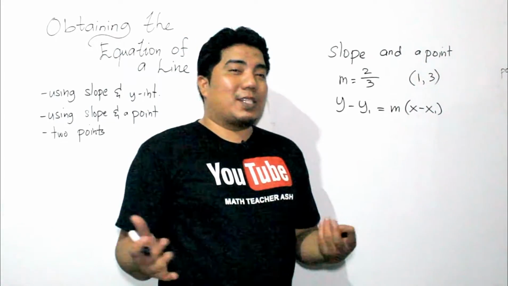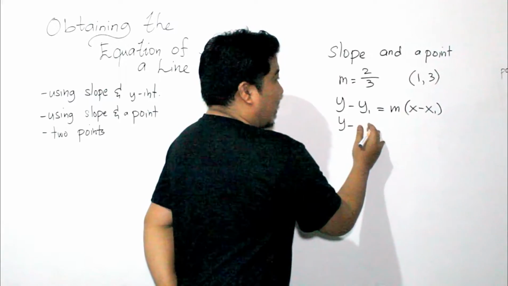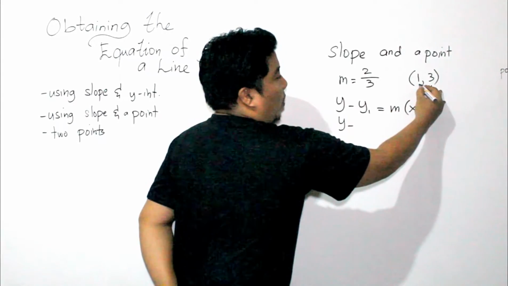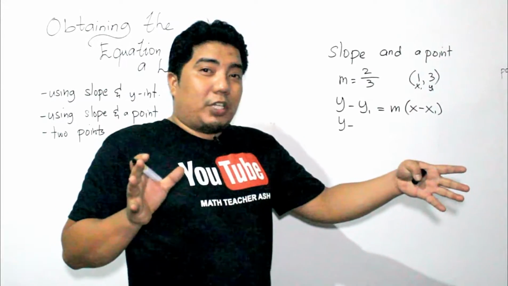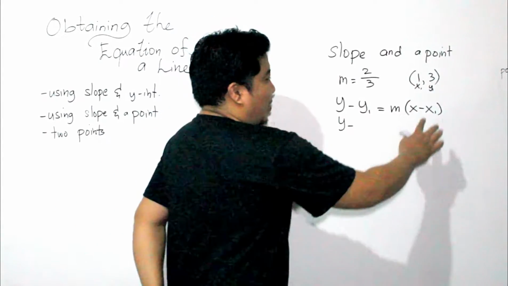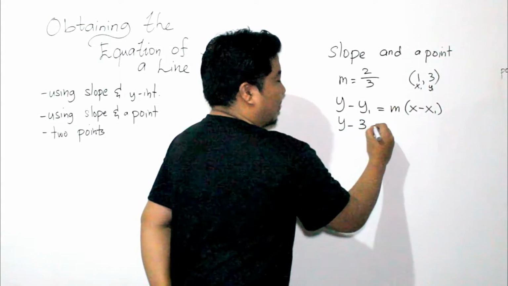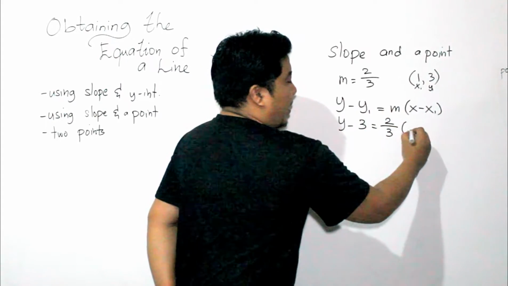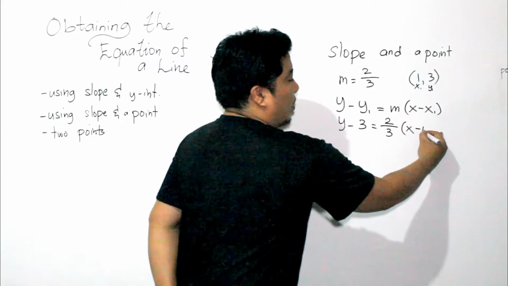Now, how do we do this? Basically, we have y minus, that is our y1 here, this is y1, and this is our x sub 1. Remember that the ordered pair is ordered through x and y. Okay, so x and y. So our y sub 1, that is 3. Our m here is 2/3, okay? Then x minus x sub 1 is 1.